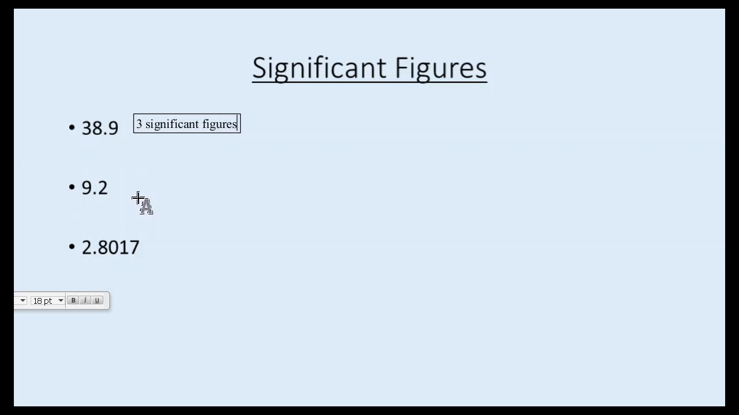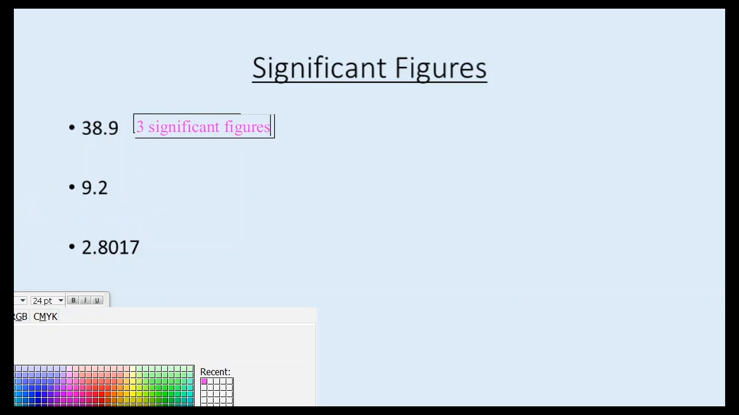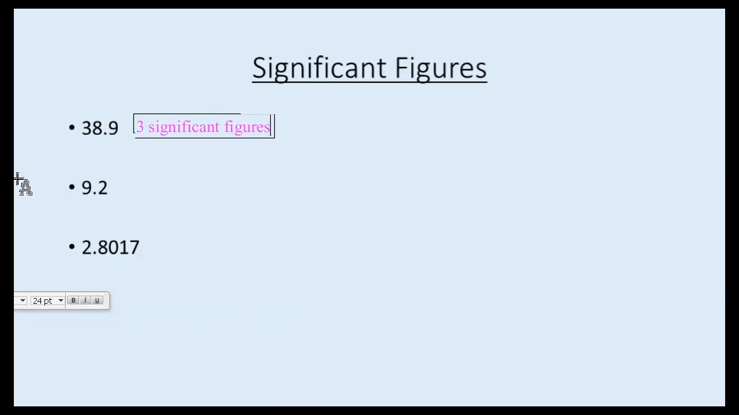Now if we look at 9.2, we're going to do the same thing we did on the last one. We're going to count how many significant figures it has. And on this one, we are going to have 1, 2 significant figures. And I put one down here that just has a little bit more with the decimal. So if we look at 2.8017, I'm just going to do the same thing. I'm going to count how many digits it has. So 1, 2, 3, 4, 5 significant figures.